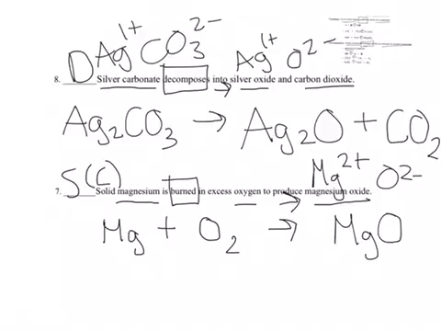Last thing we've got to do is make sure that it is balanced. So we have O2 here on the reactant side, so we need to put a 2 in front of the MgO. Then to go back and balance the magnesium, put a 2 there. And there you go.